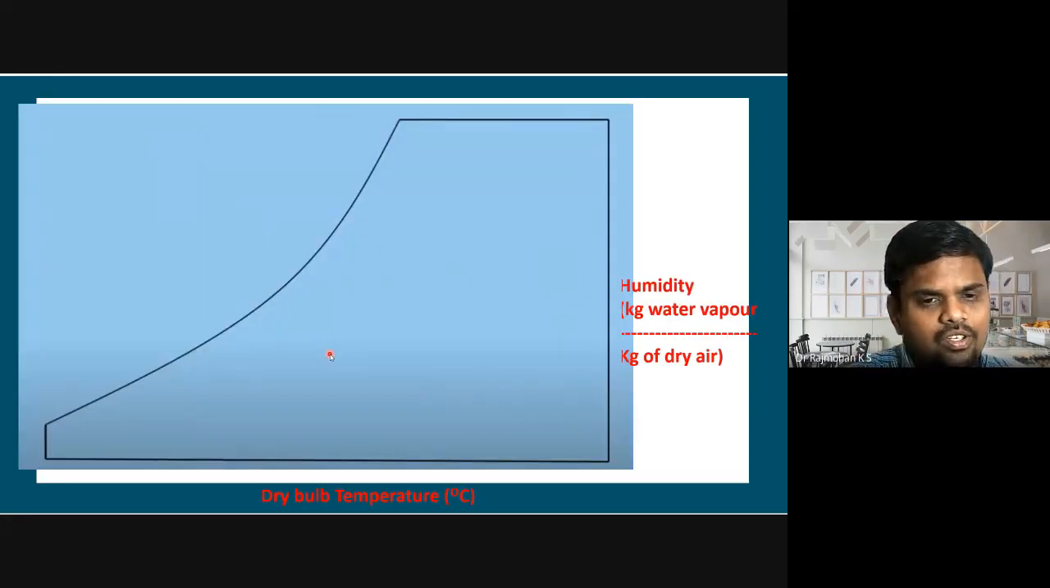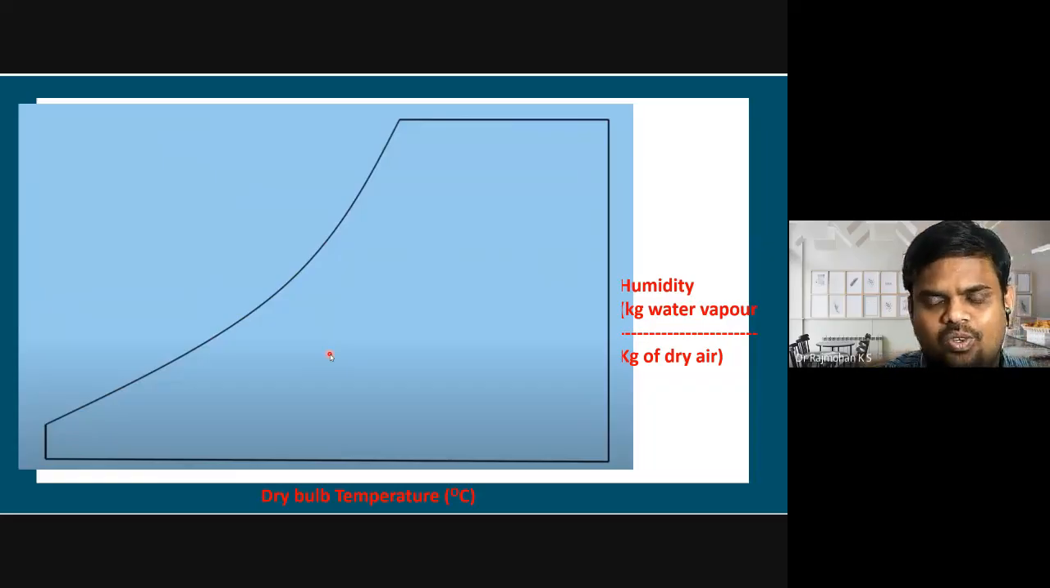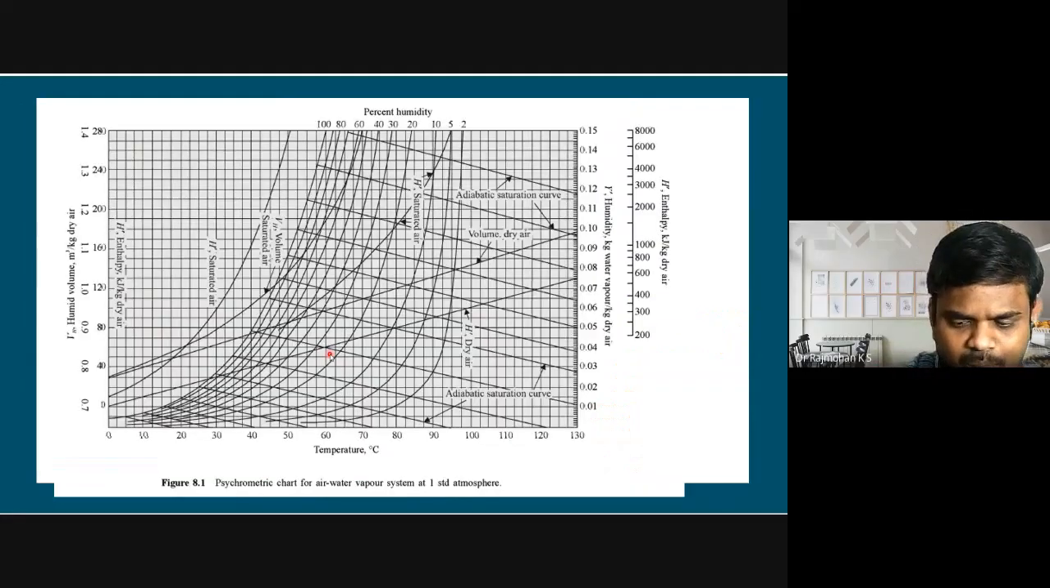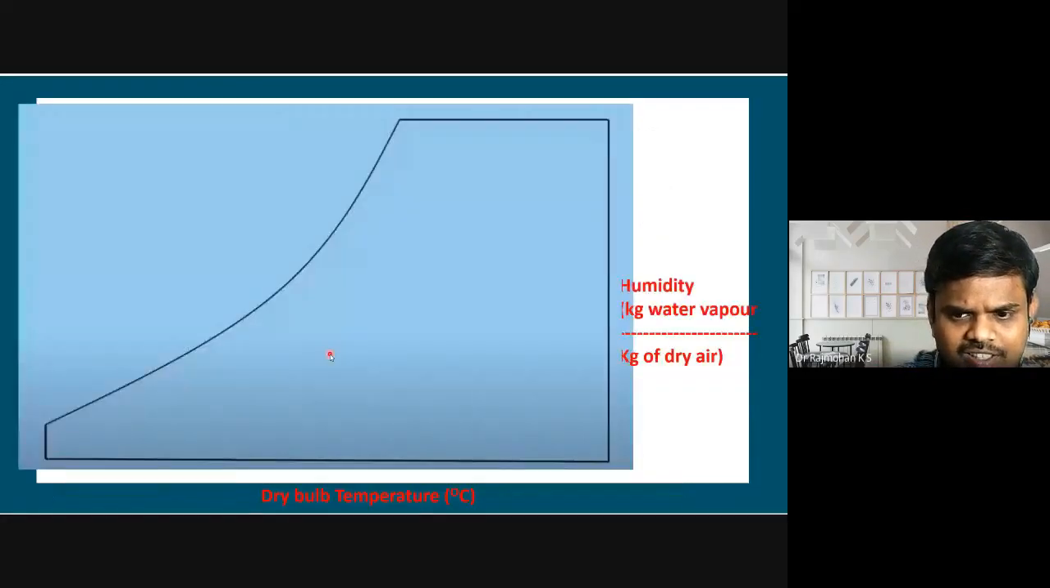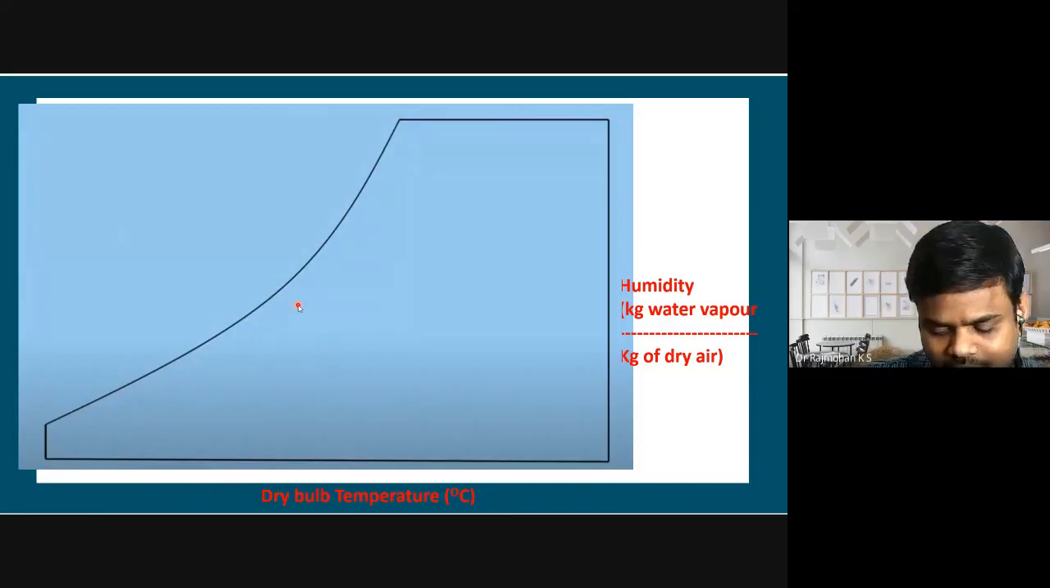Now we are going to discuss how to construct a psychrometric chart. We should know each line. If you look at it, it is very complex, right? If you start learning what each line represents one after another, it will help us to solve the numericals using this psychrometric chart. Thoroughly we should know what the various lines represent and what the corresponding units are.